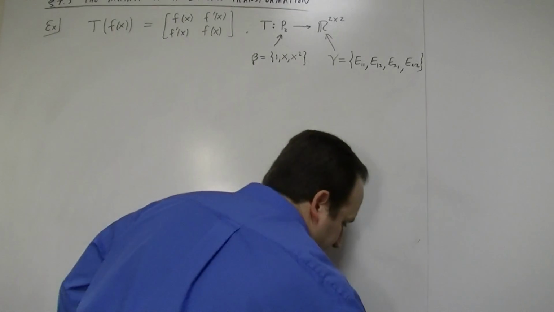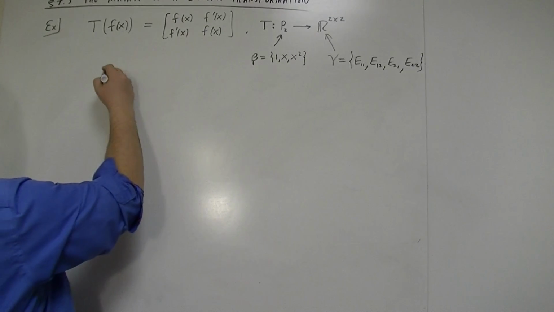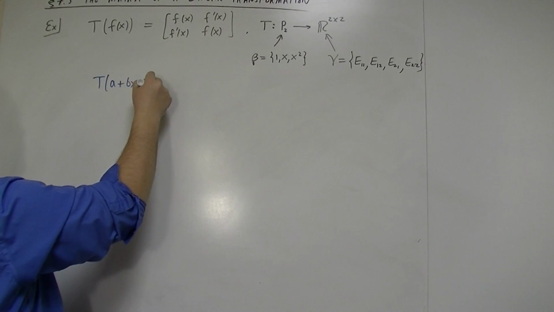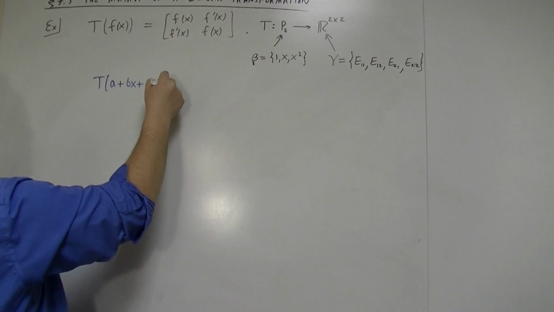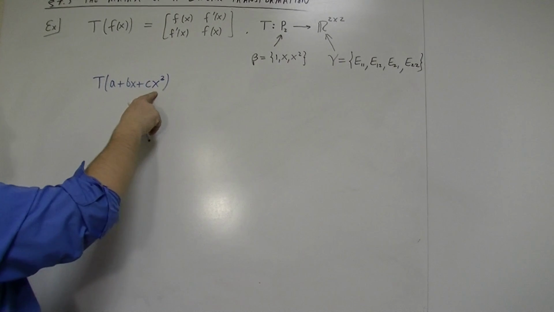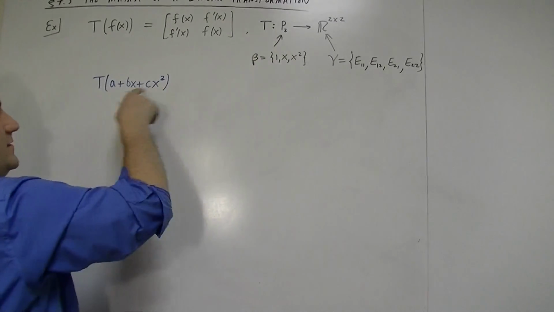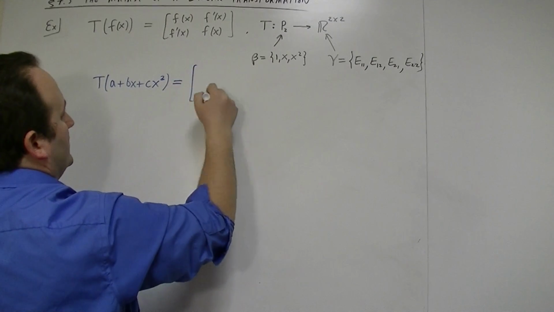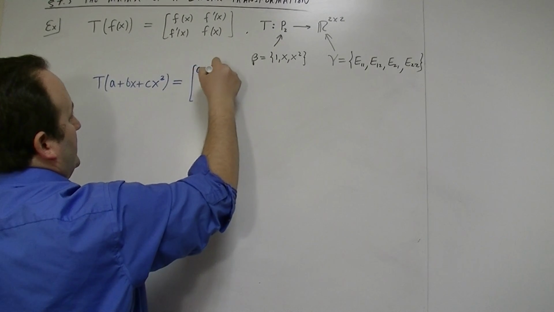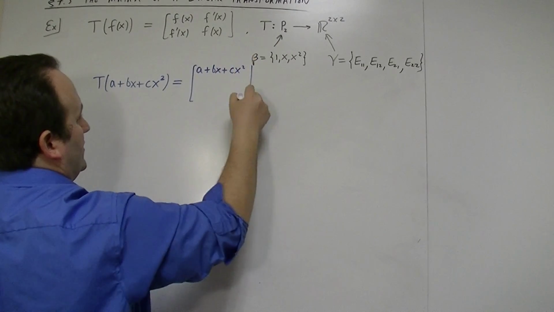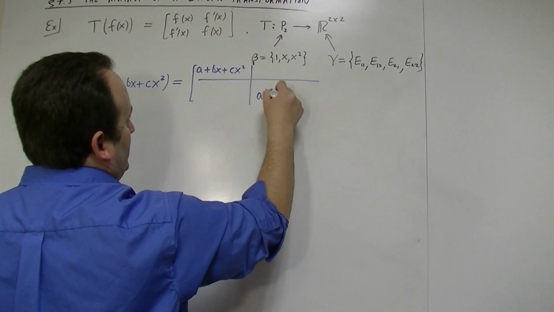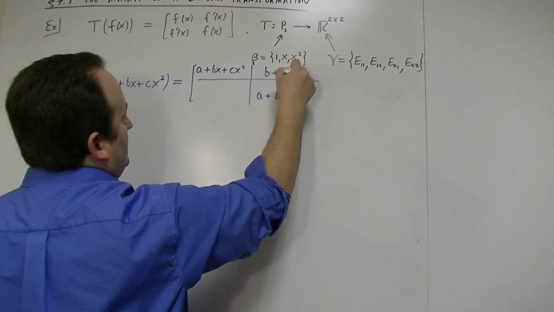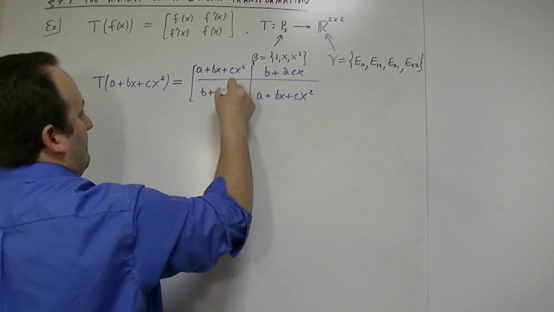So my first order of business is to calculate what this thing actually is. T of A plus BX plus CX squared. Be careful about this. This is the natural way to write it because I chose A to be the 1, then B, and then C. I put them in order just to keep my life from being too miserable. So that gives me A plus BX plus CX squared, and the derivative, which is B plus 2CX.